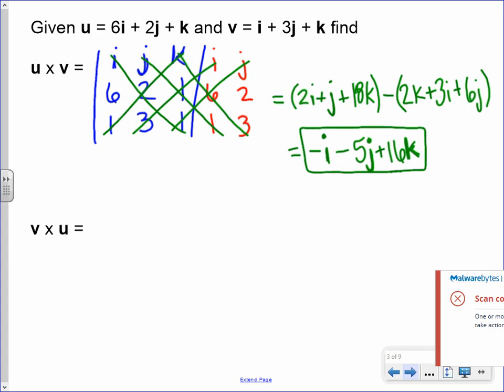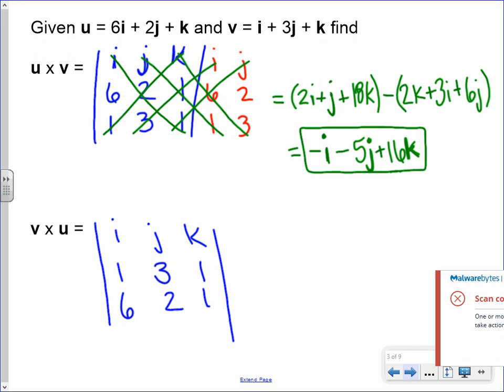Okay, now I told you that v cross u is not going to be the exact same. So let's go ahead and explore if there is a special relationship. So when you set up v cross u, you're going to have your i, j, k, but now v will be the second row and u would be the third row. Please, without my guidance, find me v cross u.